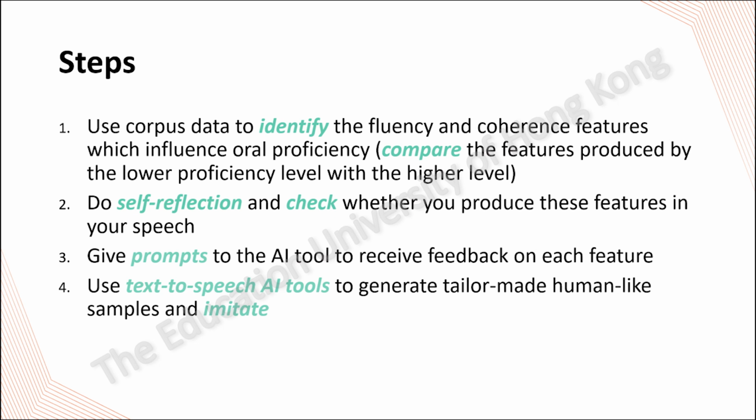Basically, there are 4 steps for the Corpus&AI English speaking teaching and learning approach. First, we use corpus data to identify the fluency and coherence features which influence oral proficiency, the same as our previous experience. We compare the features produced by the lower proficiency level with the higher level and find the differences. In the second step, we do self-reflection and check whether we produce these features in our own speech. Then we give prompts to the AI tool to receive feedback on each feature and make improvements based on the feedback. The last thing is to use text-to-speech AI tools to generate tailor-made human-like samples and imitate.